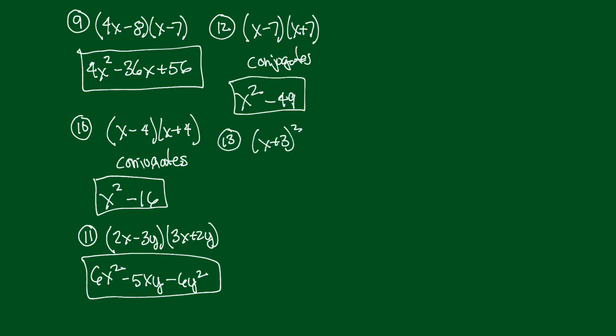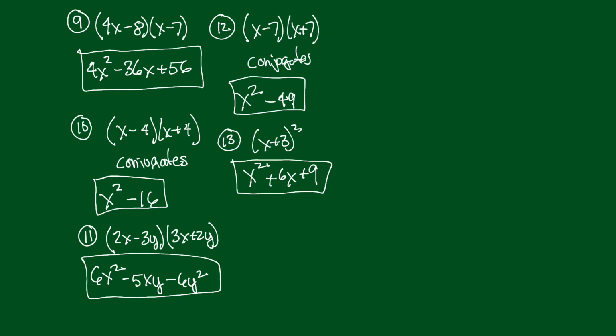Now, in 13, we're squaring a binomial. These are not conjugates. We're squaring a binomial. So we have the shortcut rule for this. You square the first, multiply the two terms together. 3 times x is 3x, but you double it. So you square the first, multiply the two together, and double it. 3x doubled is 6x. And then you square the last. 3 squared is 9.